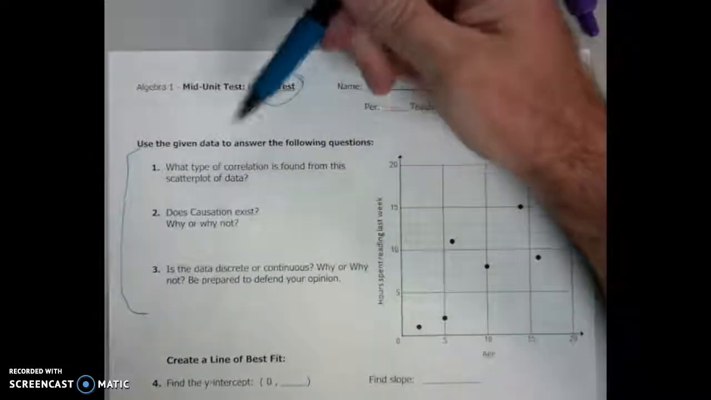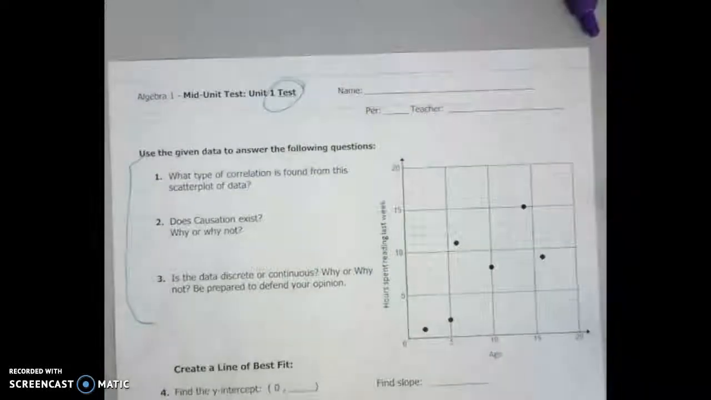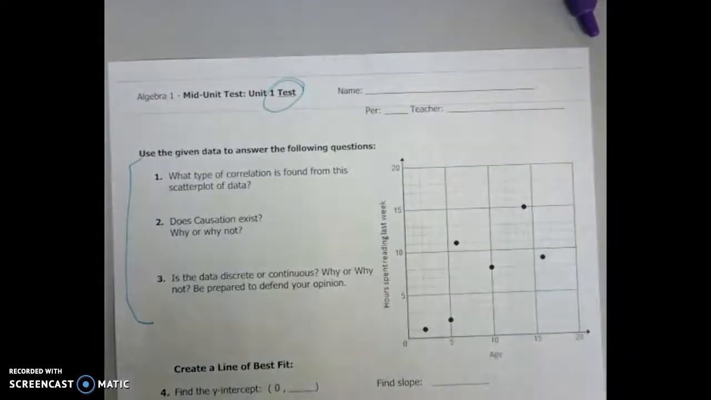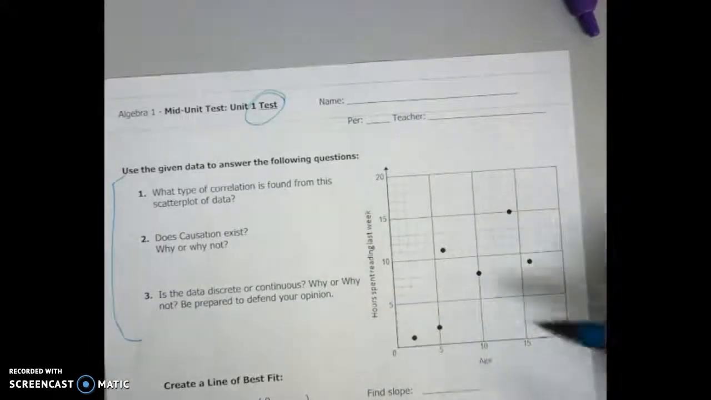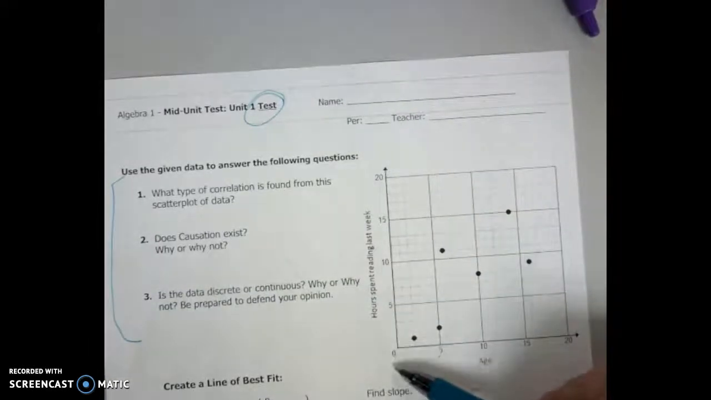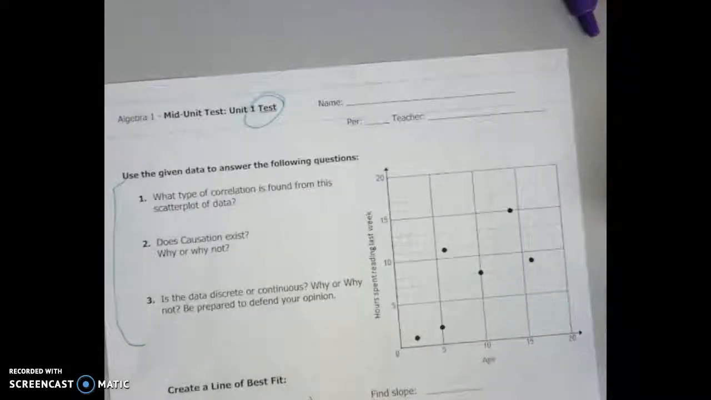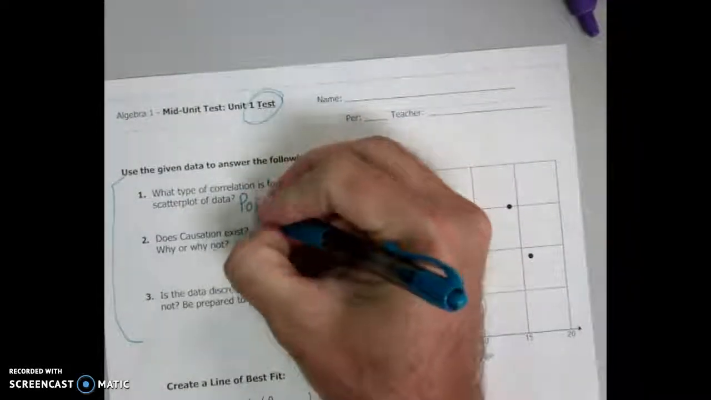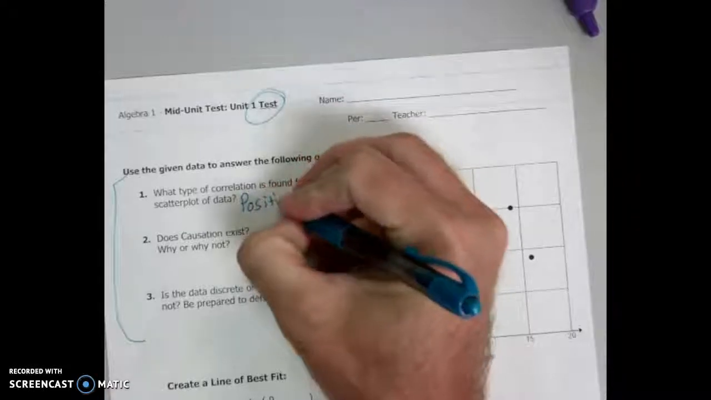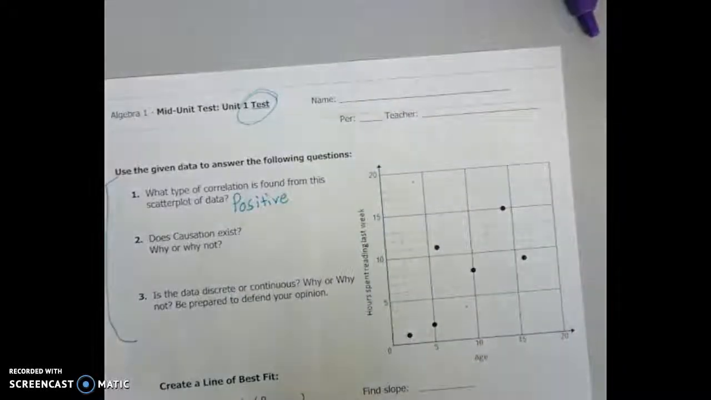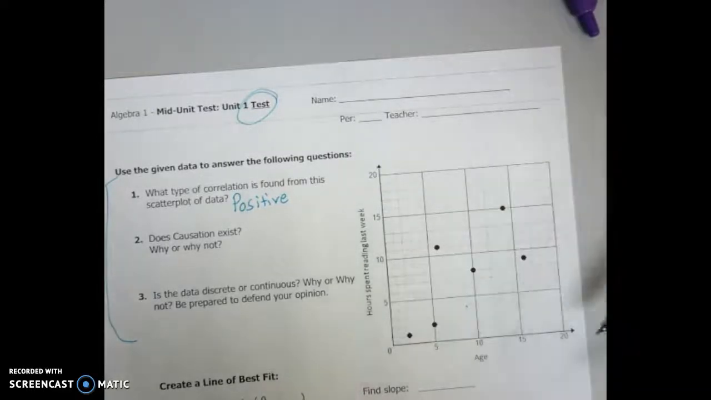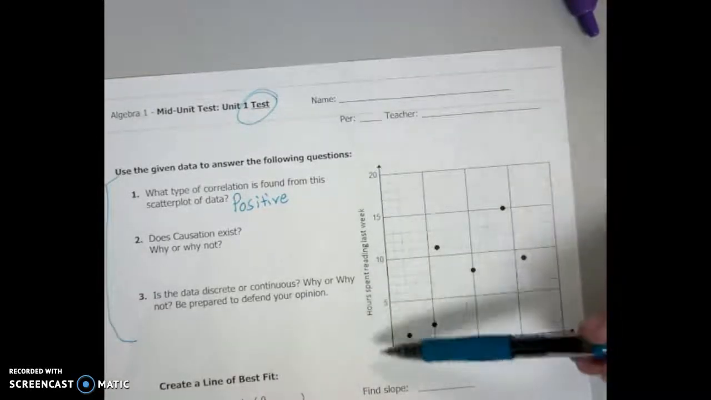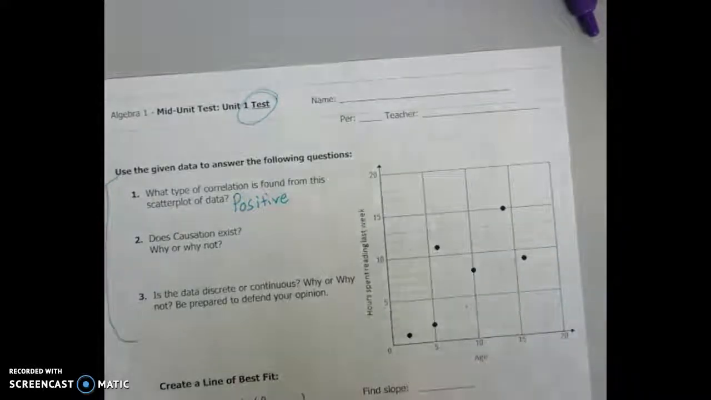So, question one, what type of correlation is found from the scatter plot? Okay, you have two options. It's either positive or negative. So, as we move from left to right, we can clearly see that our graph is trending upward. So that would be a positive correlation. As you interpret the graph, as your ages increase, your hours spent reading will also increase.